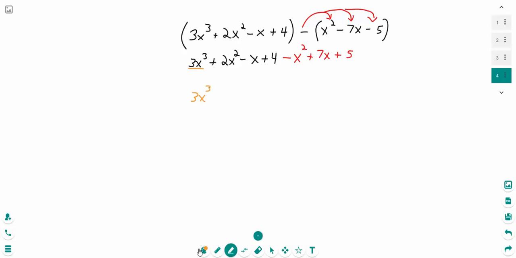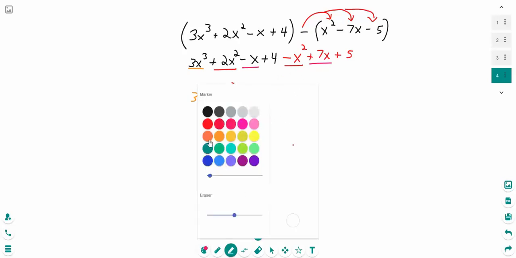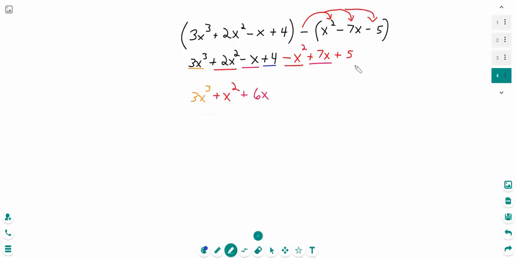And then what else do we have? We have positive 2x squared. Well, we have a 2x squared and we have a negative x squared. Those can be combined, and that's going to give us positive 2 and a negative 1 is going to be a positive x squared. And then we have our negative x, positive 7x. They can be combined. That's going to give us a positive 6x. And then lastly, we have these coefficients at the end, a positive 4 and a positive 5. That's going to give us a positive 9.